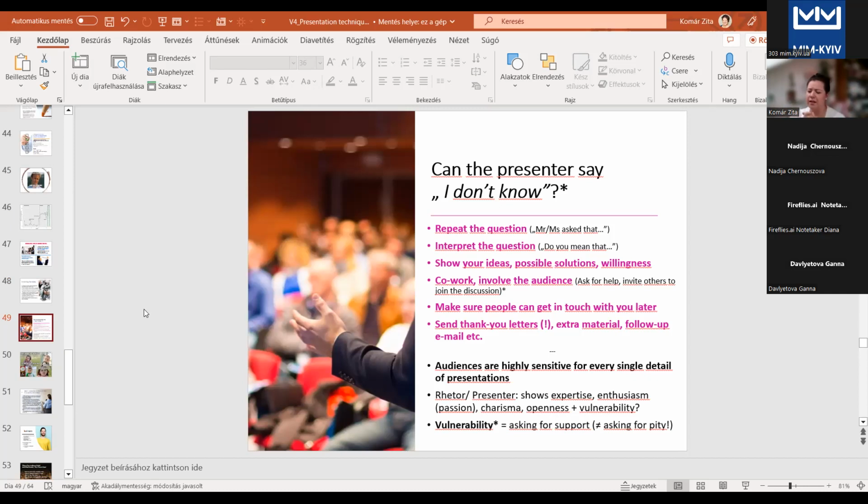If you feel that you don't know the exact answer, but there are 2-3 options that you can think of, then you can tell what ideas you have, and the questioner can choose the one he or she prefers.